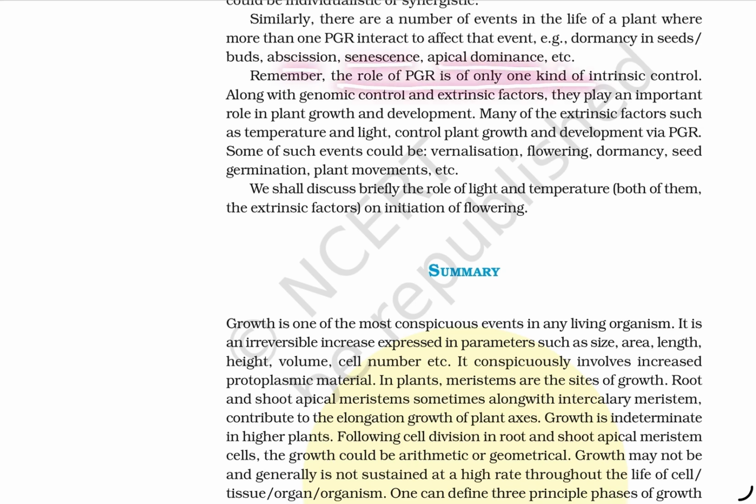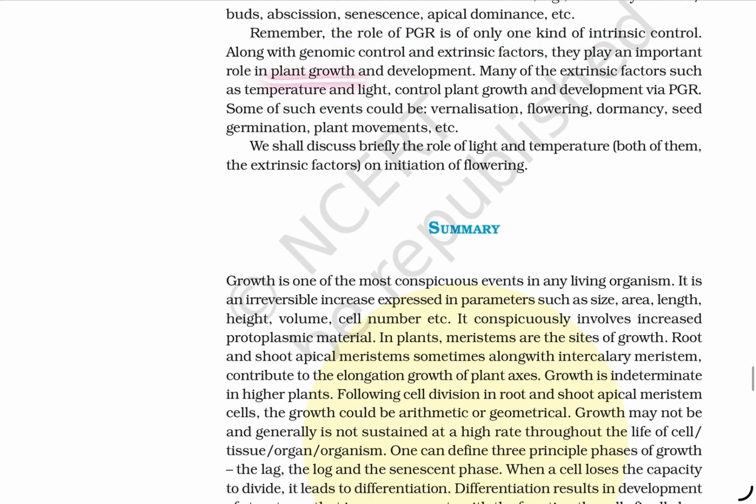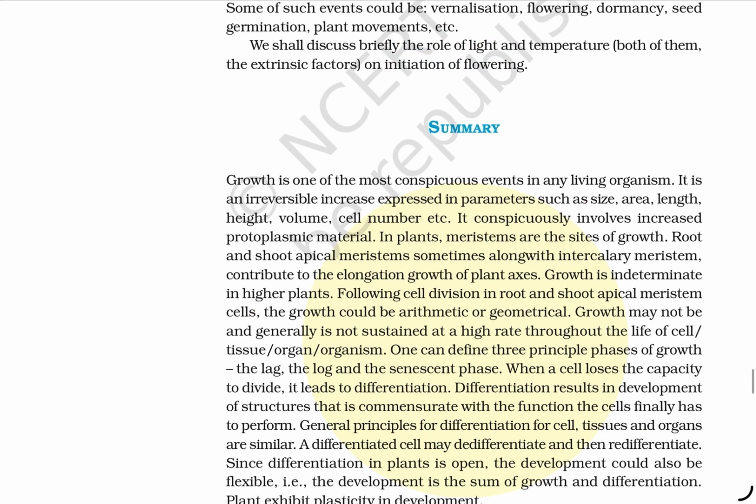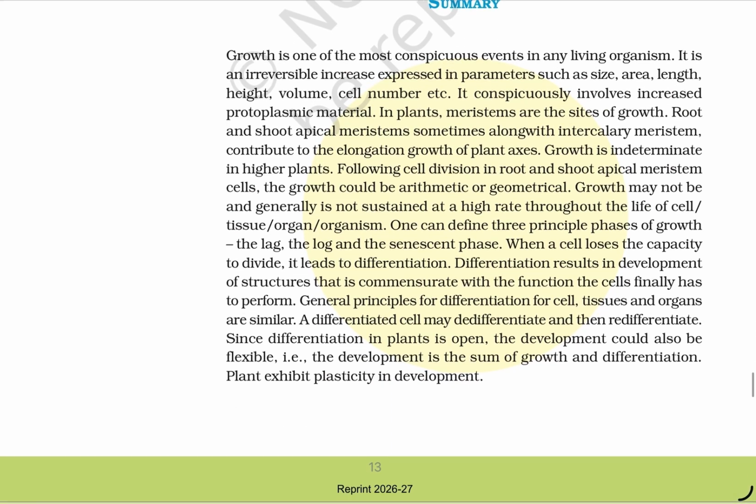Remember, the role of PGRs is only one kind of intrinsic control. Along with genomic control and extrinsic factors, they play an important role in plant growth and development. Many extrinsic factors such as temperature and light control plant growth and development via PGRs. Some of these events are vernalization, flowering, dormancy, seed germination and plant movement. We shall also discuss briefly the role of light and temperature. Both of them are extrinsic factors in the initiation of flowering.